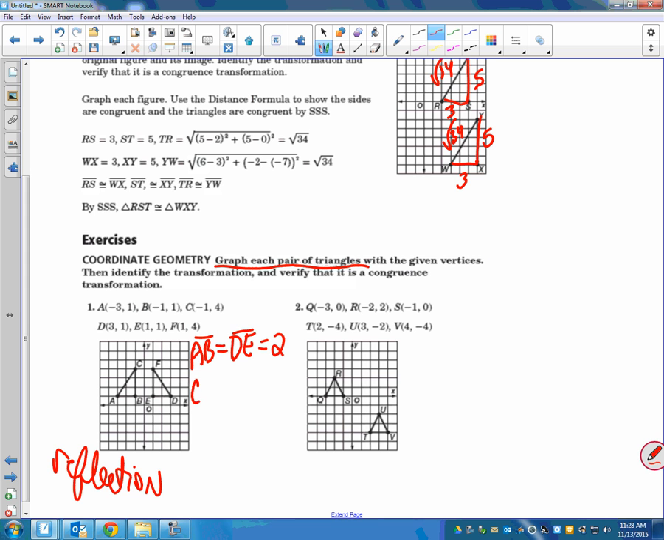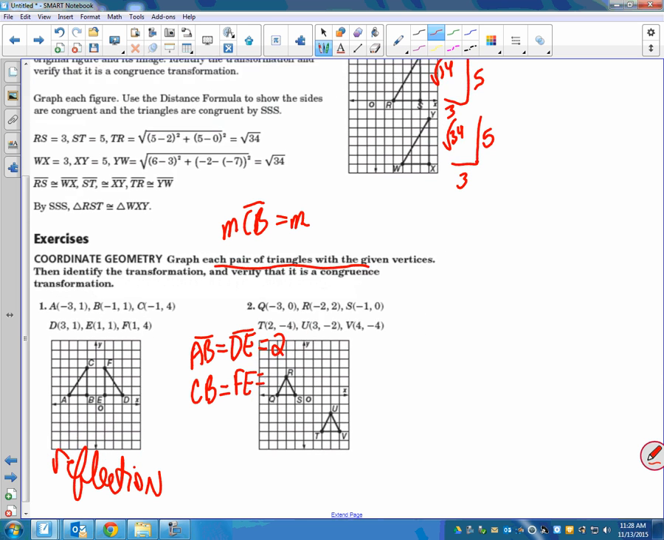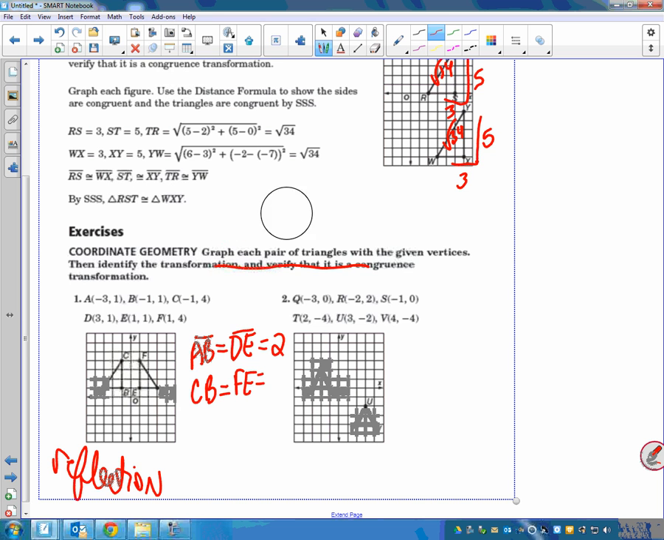And I could say that CB's length is equal to FE's length. The only reason I'm not writing congruent is we don't say congruent to lengths, we would say equals. So that's why we really should say the measure of CB is equal to the measure of FE.